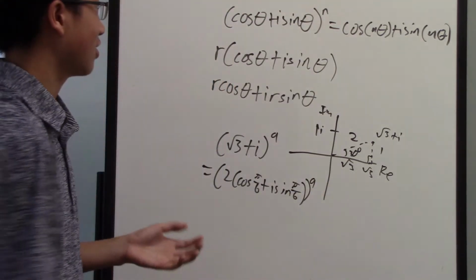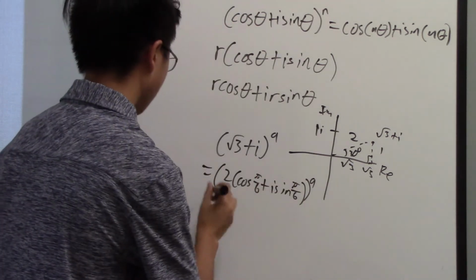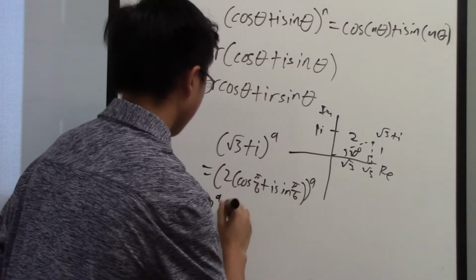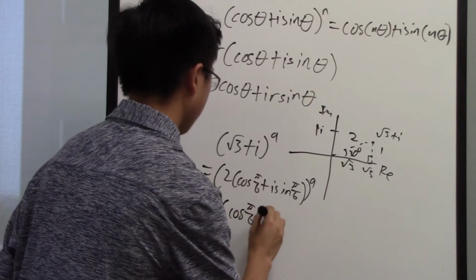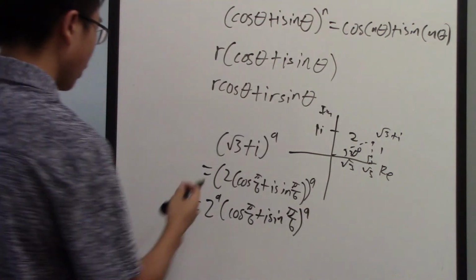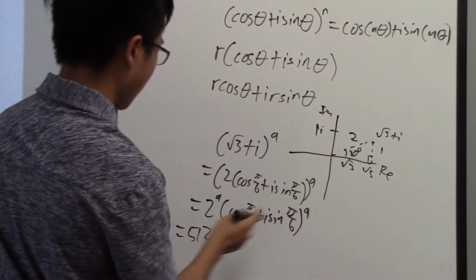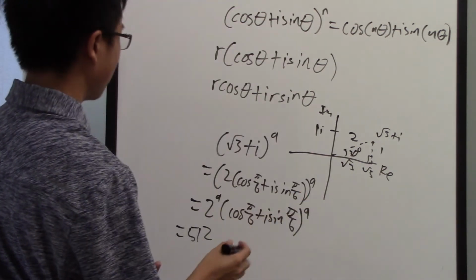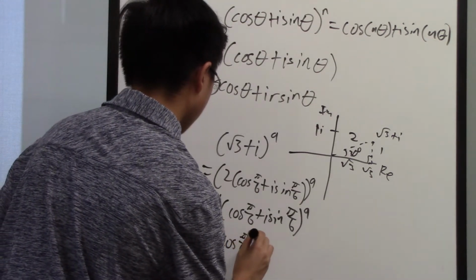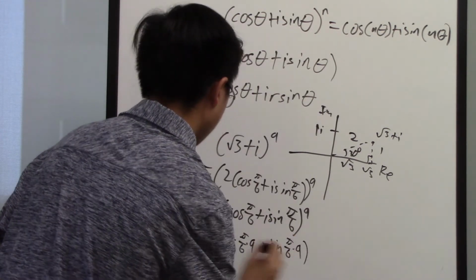Now we can do the same thing we did in the last problem to be able to solve this relatively easily. So we just distribute the power: 2 to the 9 times cosine of pi over 6 plus i sine of pi over 6, to the 9th. And so the left side, you can use a calculator. It's 512 times, and the right side, you would just multiply 9 times pi over 6. So this would be cosine of pi over 6 times 9 plus i sine of pi over 6 times 9.